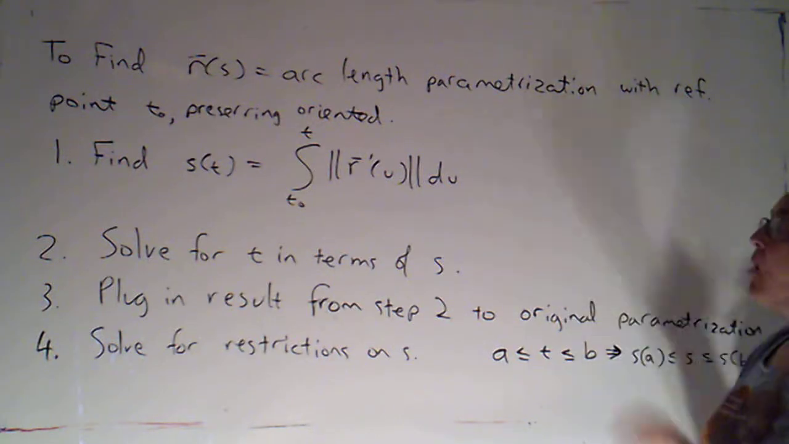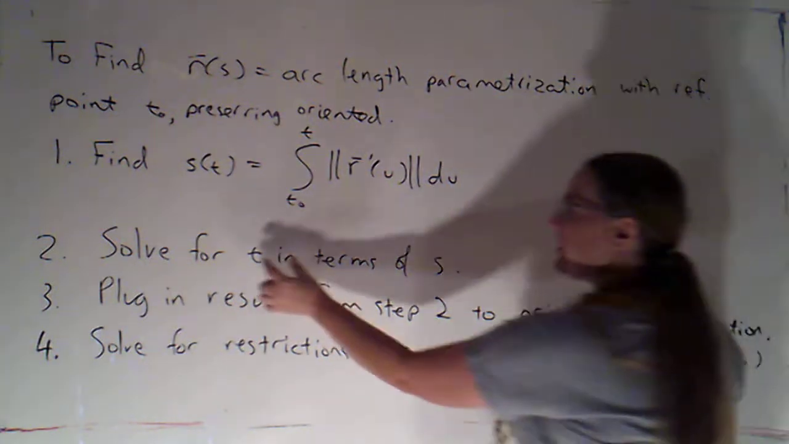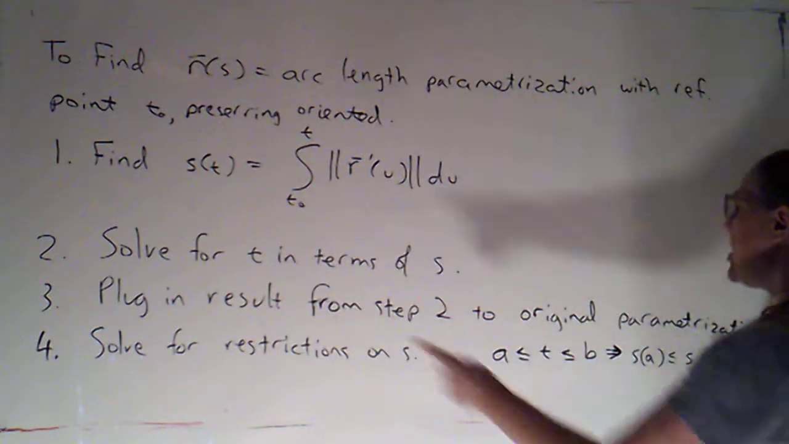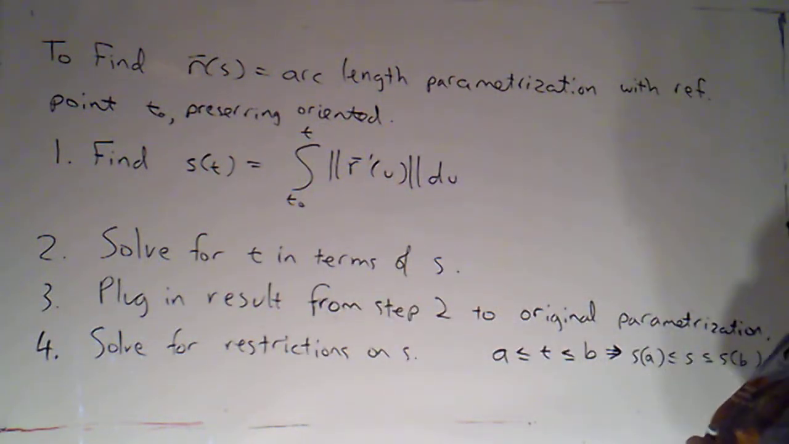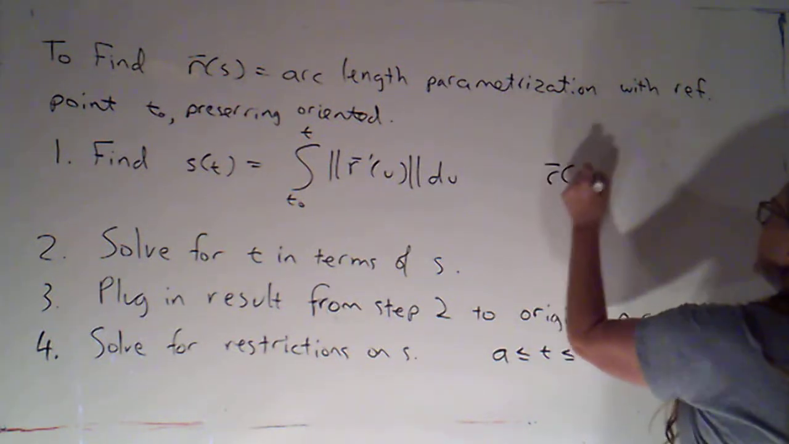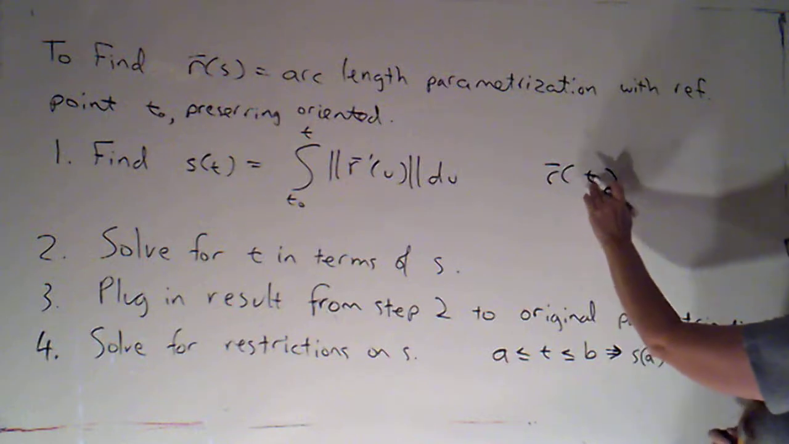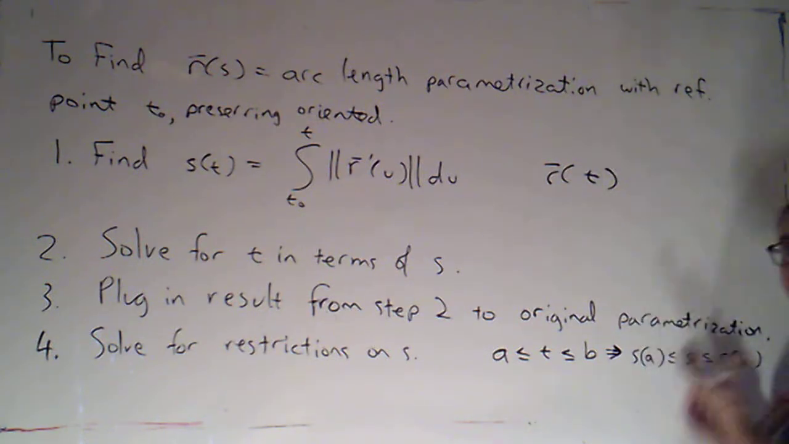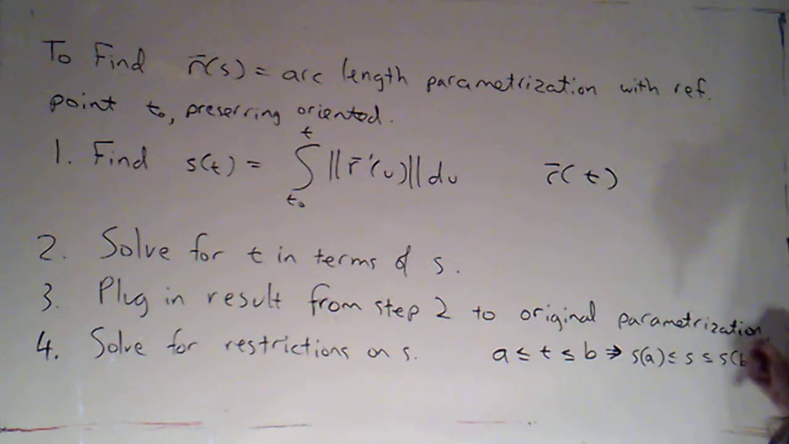Once you have that, that gives you a way of describing t in terms of your new parameter s. You plug that into the original parameterization. So you started with an r(t). What you're plugging in then is a way of describing t in terms of s, and so you're essentially getting a formula in terms of s, and that's your arc length parameterization.